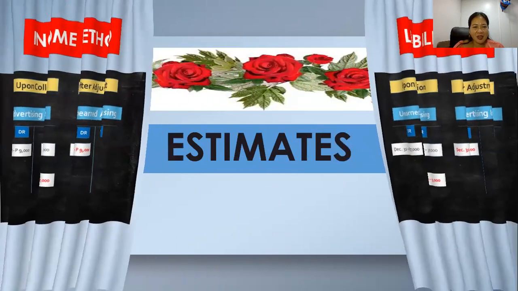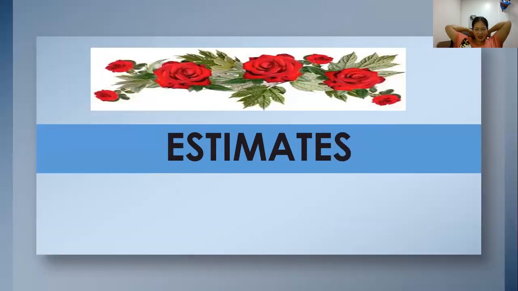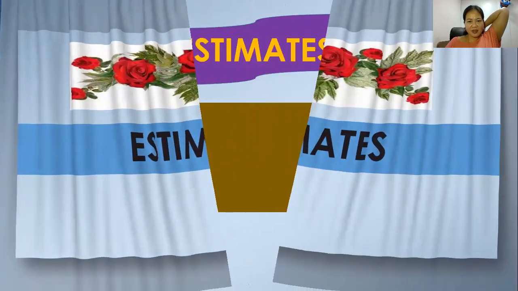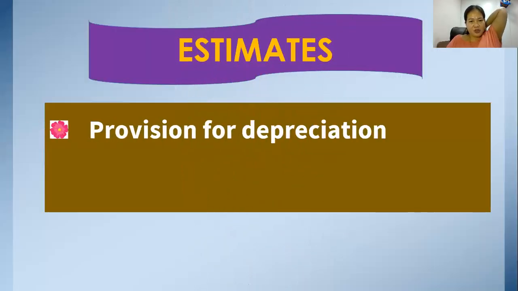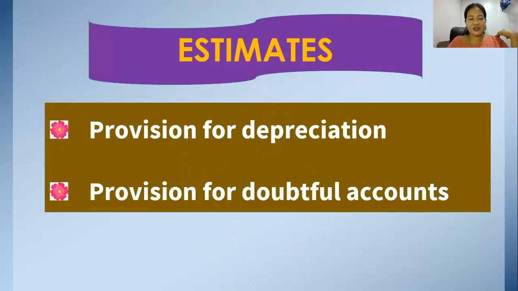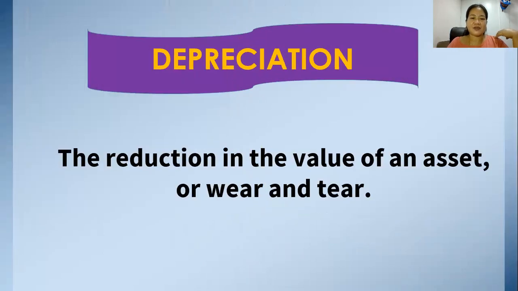Okay, so we're done with deferrals. We'll now proceed to estimates. For this one, we will be talking about provision for depreciation and provision for doubtful accounts. So we'll start with depreciation. What is depreciation? It is the reduction in the value of an asset or wear and tear.